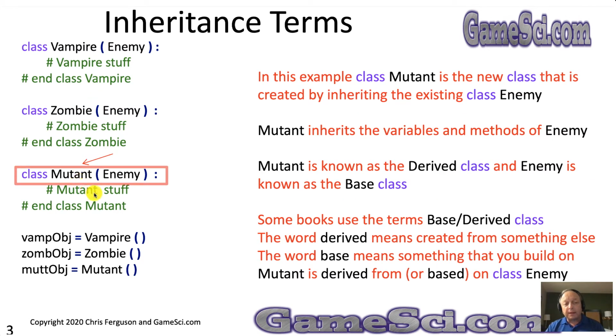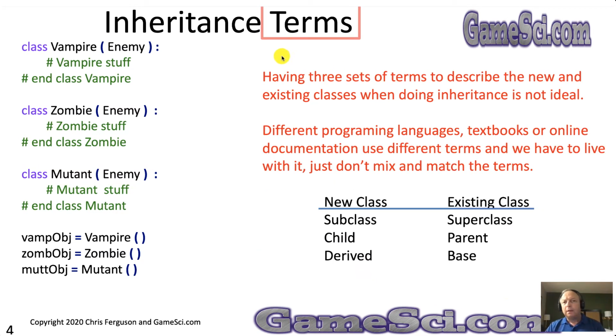Class mutant inherits everything from class enemy. In this example, mutant is the new class that is created by inheriting from the existing class enemy. Mutant inherits the variables and methods of enemy. Mutant is known as a derived class, and enemy is known as a base class. Some books do use the terms base and derived class. The word derived means something created from something else. The word base means something you can build on. Mutant is derived from or based on class enemy.